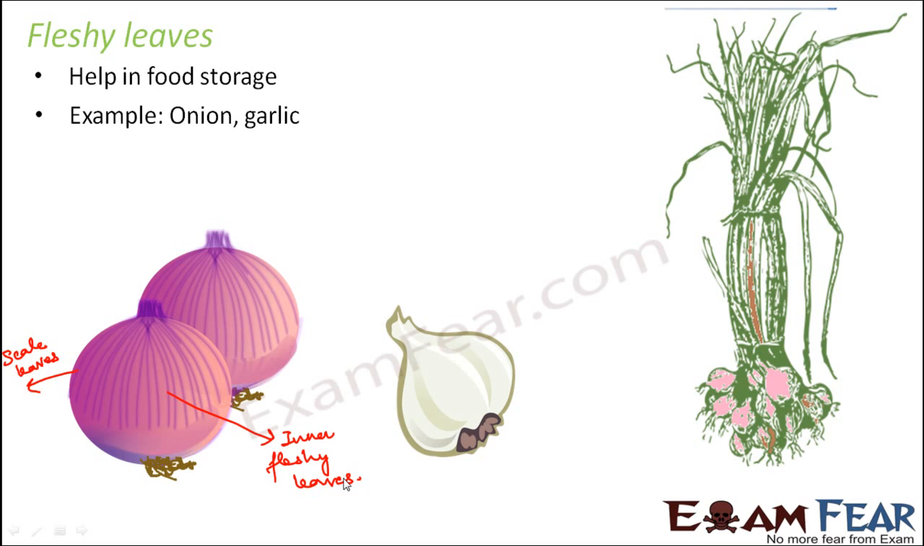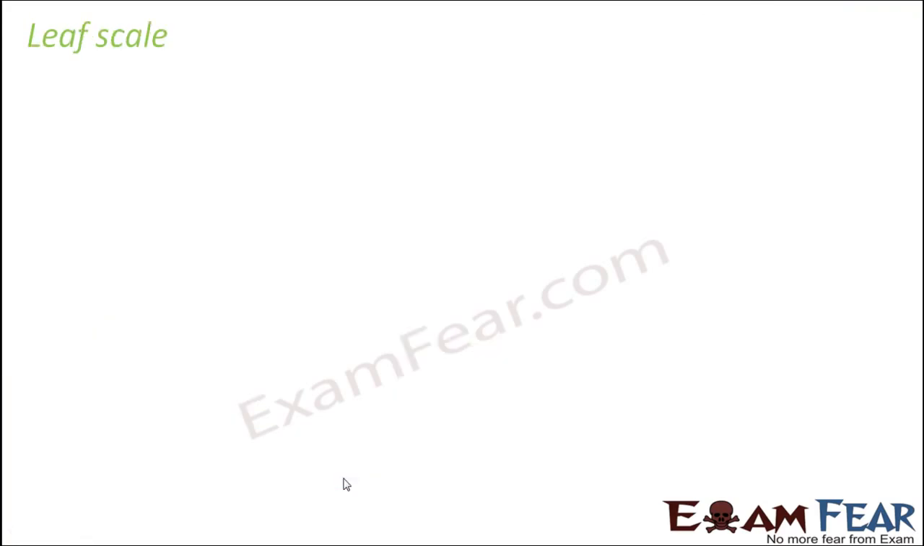So the similar kind of structure is present in case of garlic as well. It is just that in onion we have a single bulb, whereas in garlic we have several bulblets. The next one is leaf scale. Leaves are also modified to very thin scale-like structures.